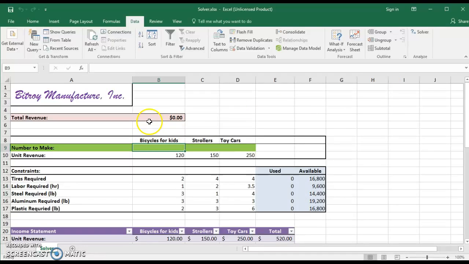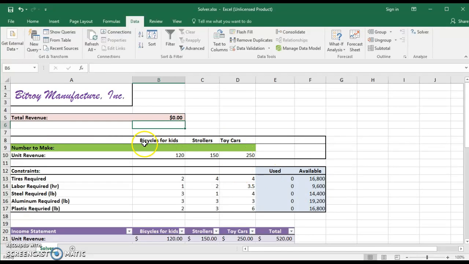In order to do solver, we need to have three components. The first one is the revenue. This is the optimum goal that we are seeking. It's highlighted in light purple right here, and this is formula based. It's calculated by using the total units that we're going to make for each product, multiplied by the unit revenue, which is down here, and then we just add all the revenues from all three product lines.